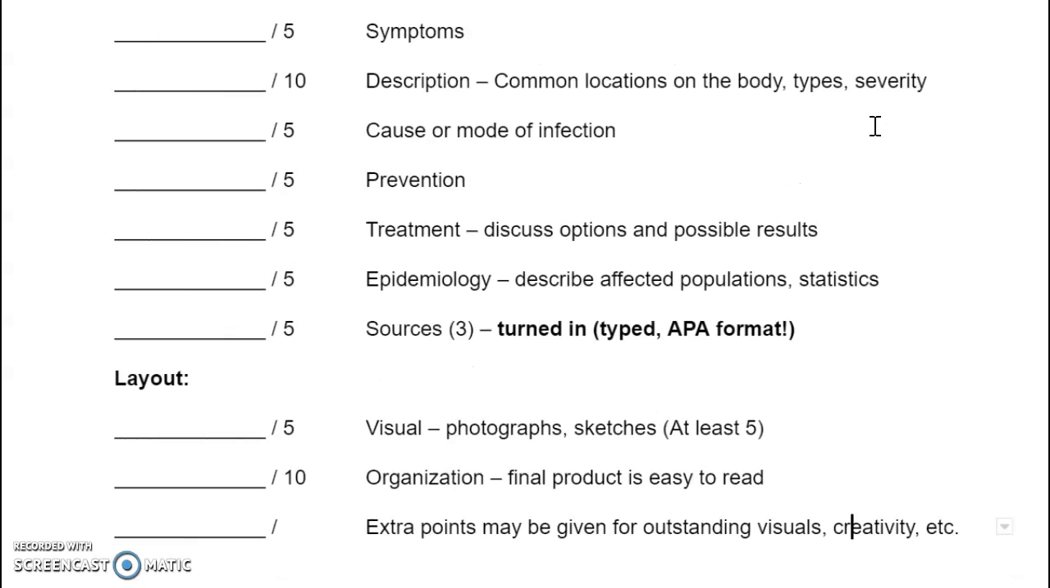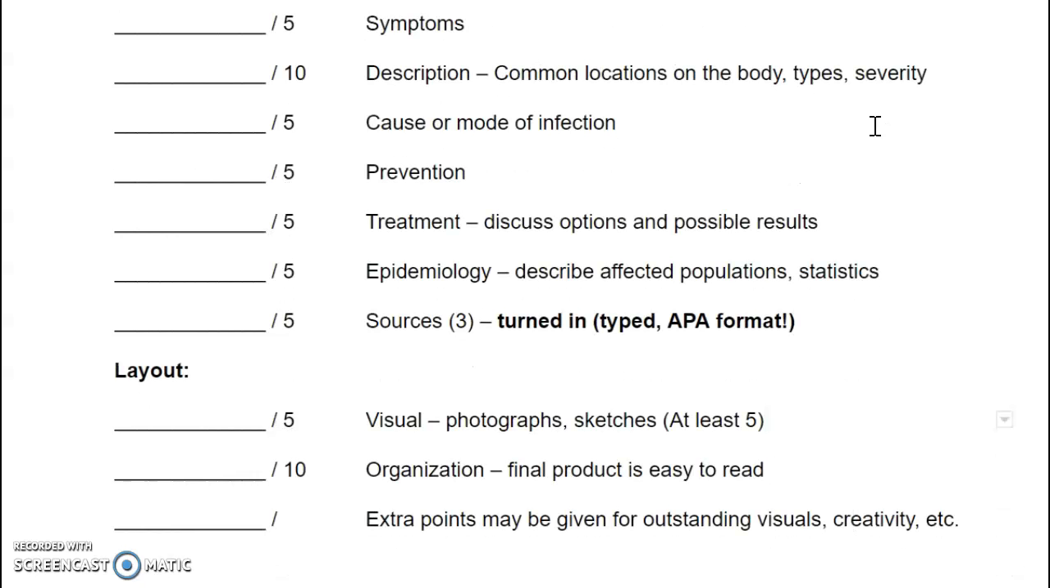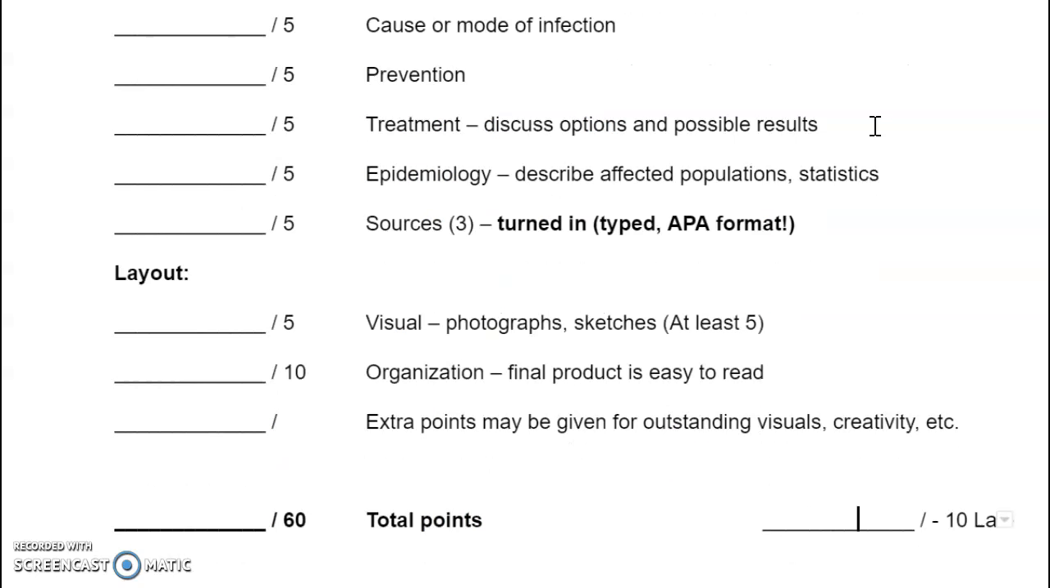Okay. As far as your layout goes, you need at least 5 visuals. That's worth 5 points. And your organization should be easy to read and patient friendly if you were presenting this to someone who was just diagnosed with this disease. Okay. Don't give me any giant walls of text. Don't make it hard to read. Make it look clean. Make it look nice. Make it well organized. Make it flow nicely. Okay. If you have any outstanding visuals, creativity, etc., you may earn extra points. Total of 60. If it's late, I'll take 10 off. And you'll have up to 1 week to turn in late. Okay. If you have any questions about that, please reach out and let me know.